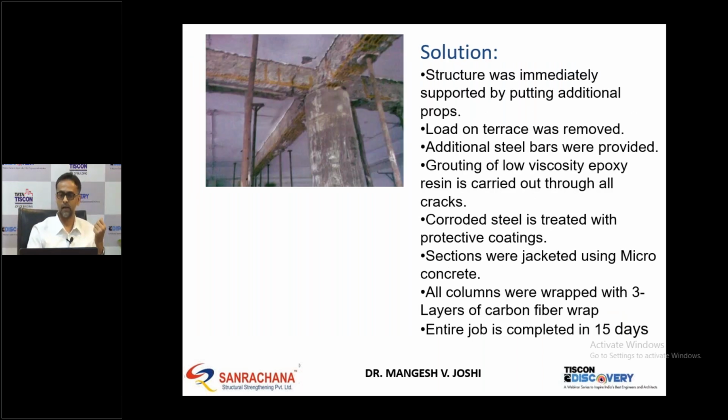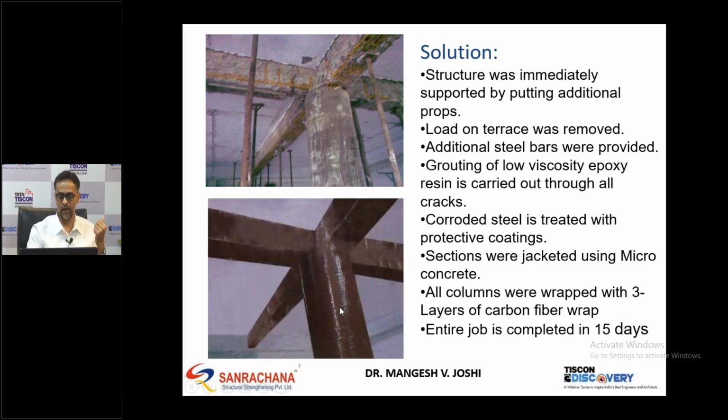That structure was immediately supported by putting additional props, then the additional load was removed, additional steel bars were provided, then grouting was done using low viscosity epoxies, corroded steel was treated with protective coating, and sections were jacketed with micro concrete, and wrapped with almost 3 layers. And the beauty is that the entire job was completed in 15 days so that he could start using his cold storage again, minimizing his business losses.